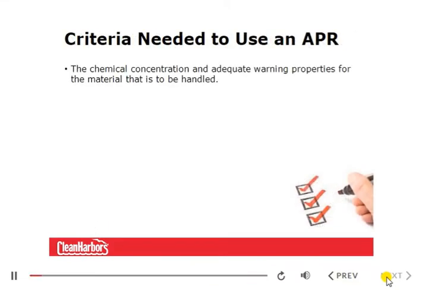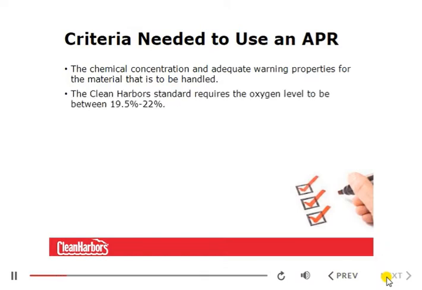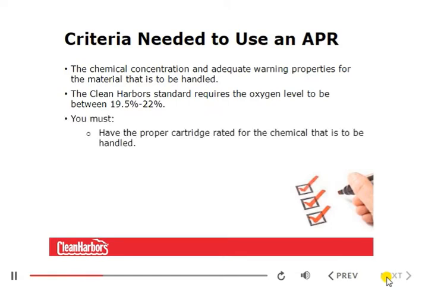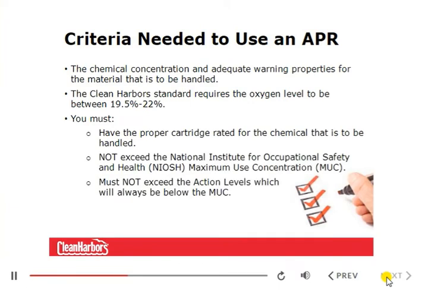The following criteria indicates when an APR must be worn. The Clean Harbors standard requires the oxygen level to be between 19.5 and 22%. APRs must use the proper cartridge for the chemical that will be handled. These cartridges will not exceed the maximum use concentration or defined action levels.